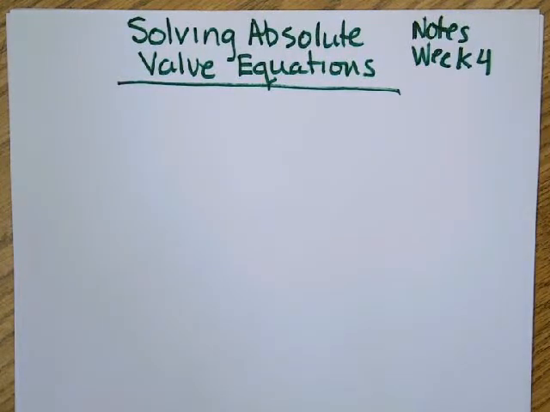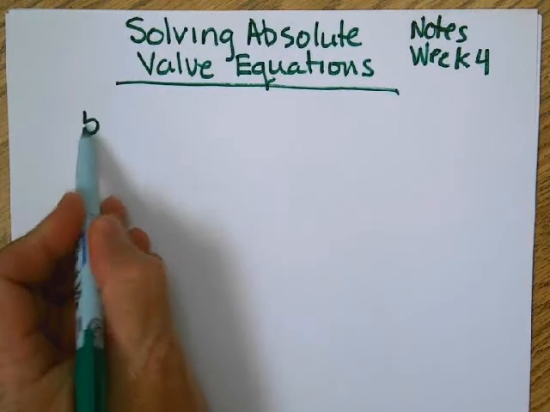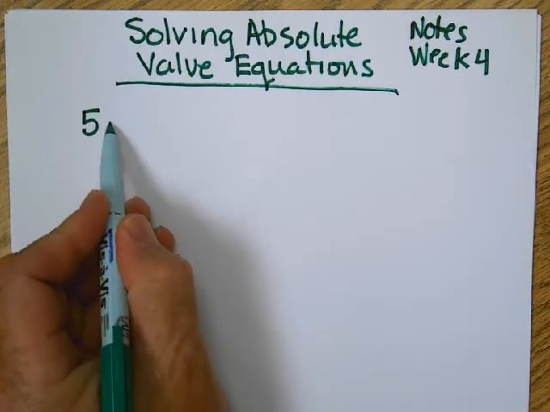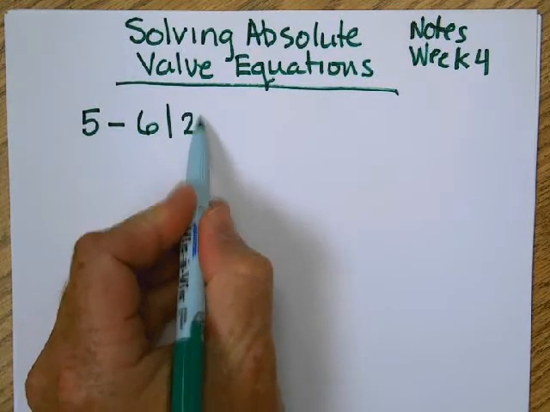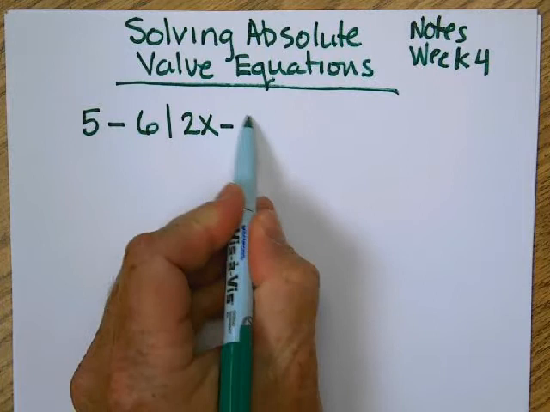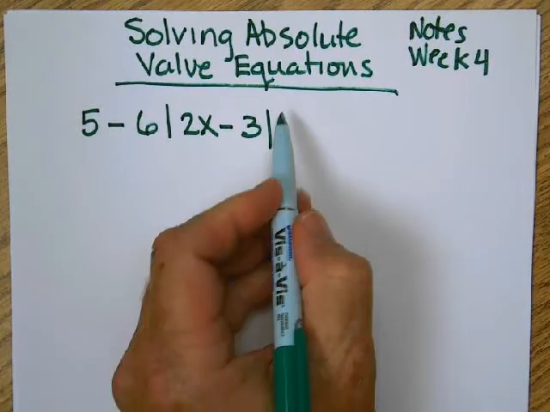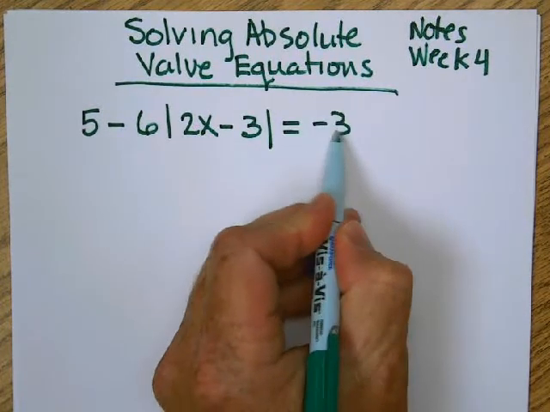Notes for week 4, solving absolute value equations. Let's take this example and go through it step by step. 5 minus 6 times the absolute value of 2 times x minus 3 is equal to negative 37.